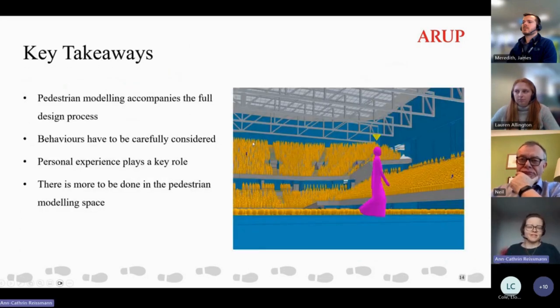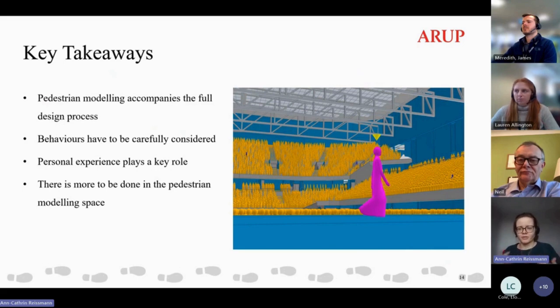And then, just as a couple of key takeaways from my first venture into pedestrian modeling, it fundamentally should and does accompany the full design process, from your very early sketches, just seeing if space works, to very detailed models that run over 5 hours and consider all sorts of different scenarios. And the key bit of it is, whilst there is guidance that tells you you need X amount of square meters per person to achieve a certain level of service, behaviors have to be carefully considered.